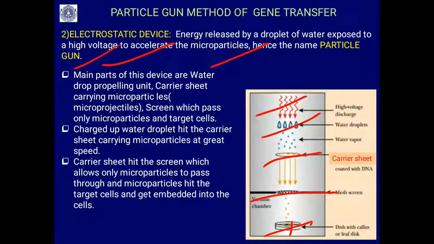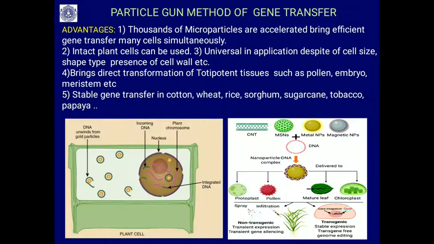So, the main part of this device is a water drop propelling unit and carrier sheet, that is what you can see. This is called carrier sheet coated with the DNA, and then the charged up water droplet hits the carrier sheet. So, the carrier sheet hits the screen, which allows only microparticles to pass through and hit the target cells. So, this is the only difference in the mechanism that you see.